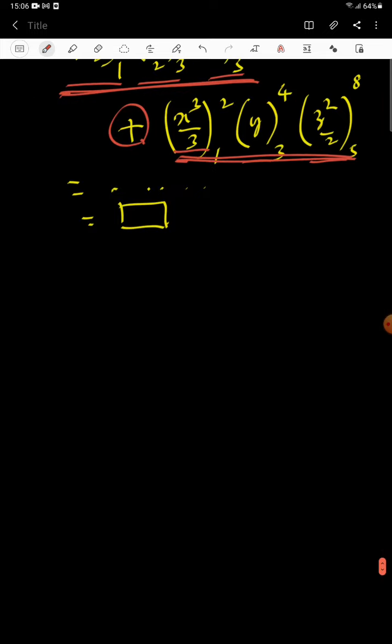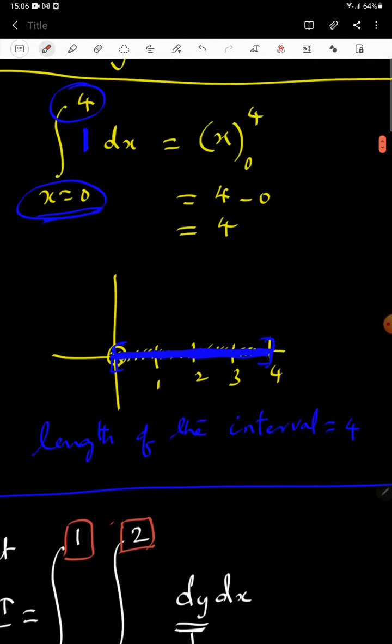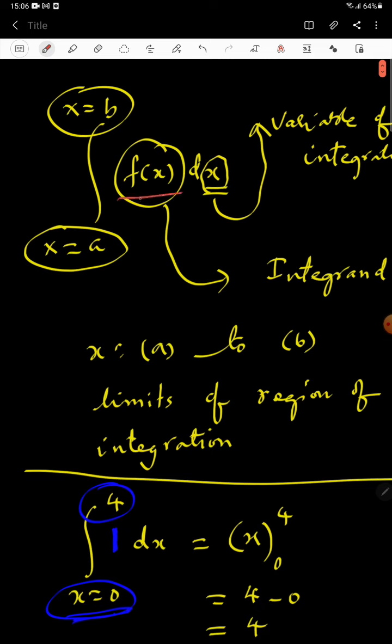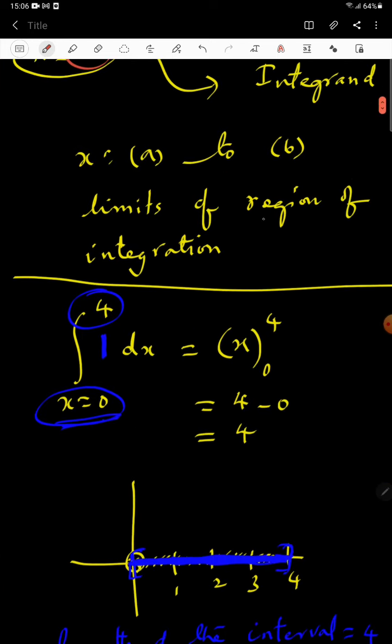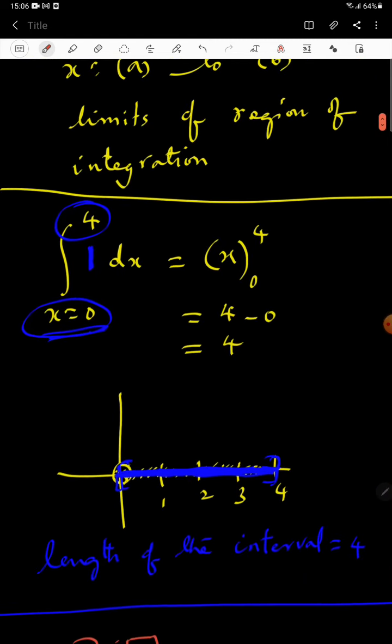When the limits are variables, order should be followed, and sometimes change of order is required, sometimes change of variable is required. So let me conclude the point in this short video. What we have seen here is that this f of x is called the integrand. This a to b are the limits. X is the variable of integration. So this interval from a to b is called the region of integration.